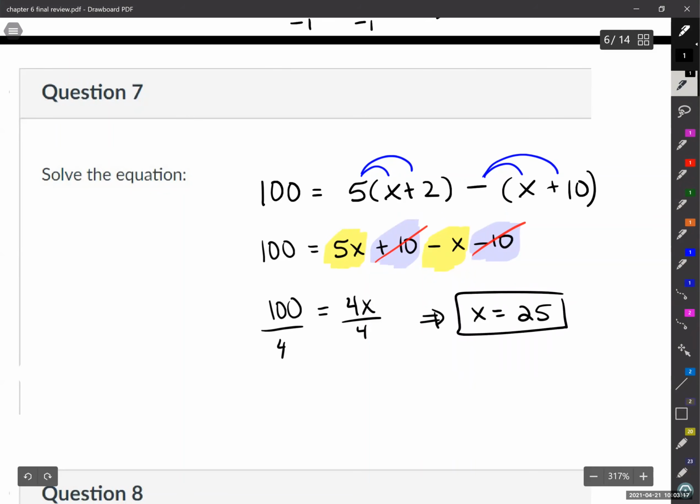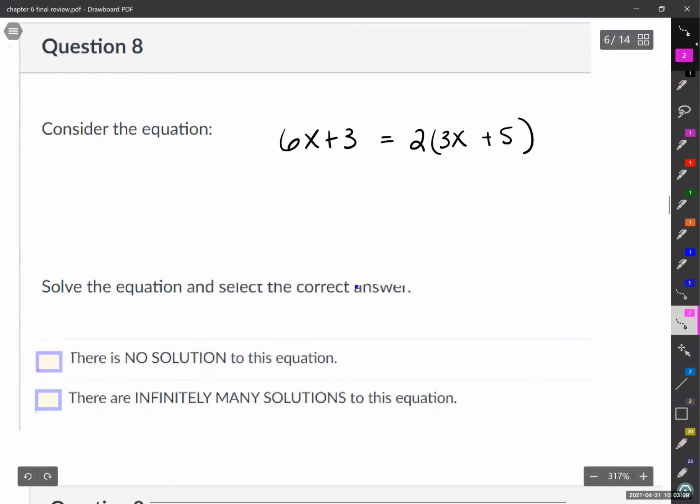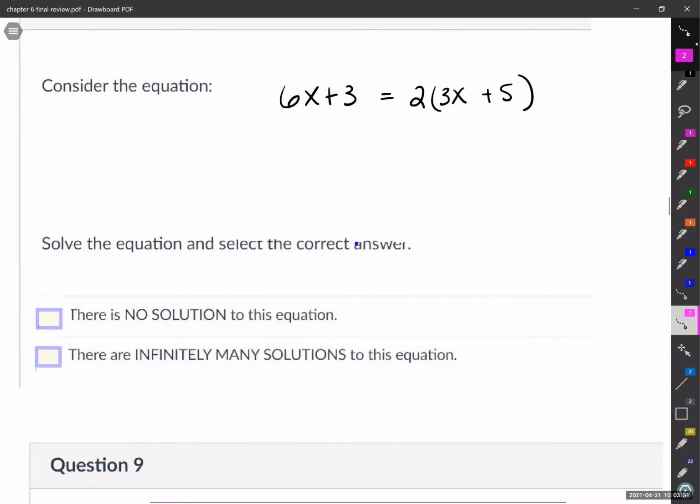So nicely, as we were solving this one, we saw that the positive 10 got canceled with the negative 10. So the constant terms dropped out. Now we also had some type of equations where the answer wasn't a single x value, but based on how it was described, you would have to answer whether there was no solution or infinitely many.